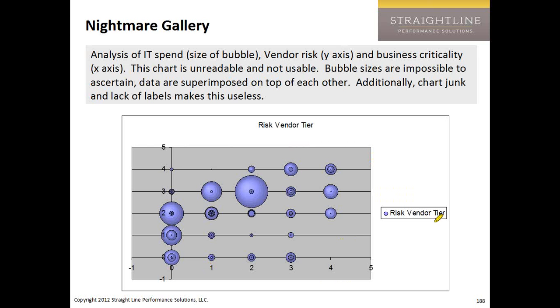Oh my goodness. This one was a big thing a few years back. People were using lots of bubble charts. I don't even know what this shows. This is supposed to be showing risk by vendor tier for IT spend. Size of the bubble is supposed to be the IT spend, the vendor risk is the y-axis, and the criticality is the x-axis. It just doesn't even make sense for the chart here.